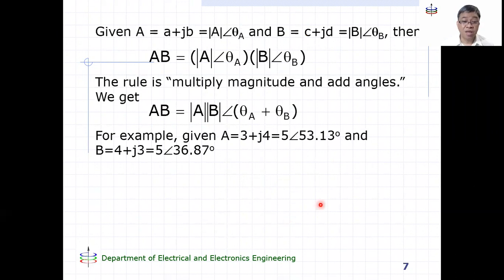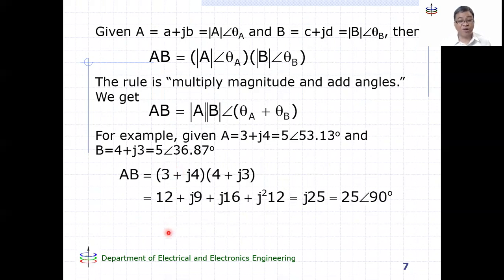Let's see an example. Suppose we have capital A as 3 plus J4, which can be written in polar form as 5 angle 53.13. Complex number B is 4 plus J3, which can be written as magnitude 5 angle 36.87. Let's multiply them together in rectangular form. That's 3 plus J4 times 4 plus J3. This times this is 12. This times this is J squared 12. And then that's J9 and J16 for the middle terms. Then we add them together, and we get J25, which is equal to 25 angle 90 degrees as well.